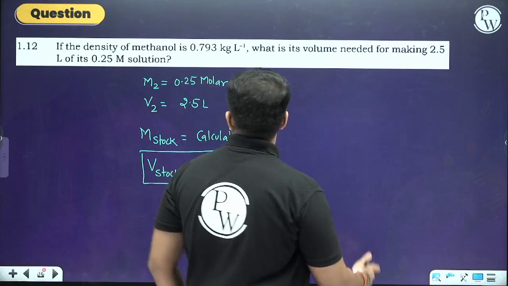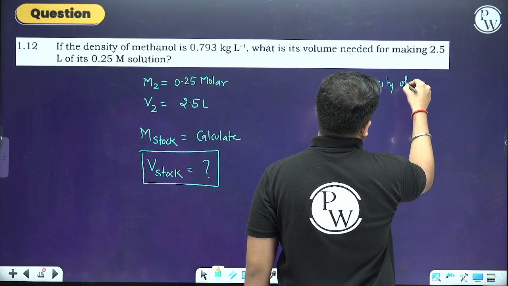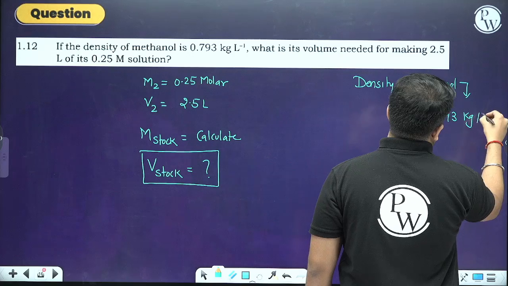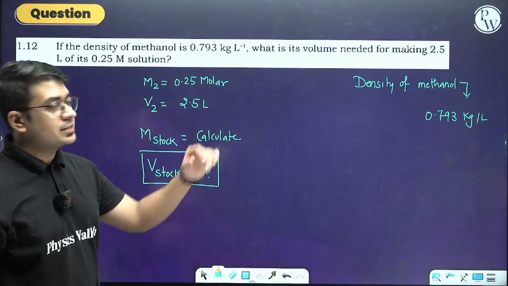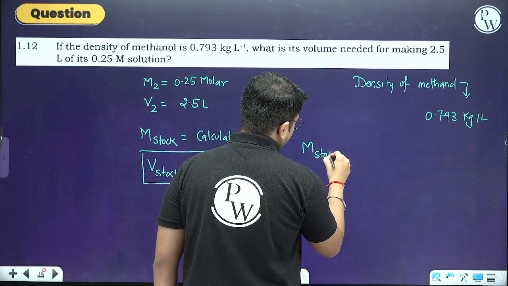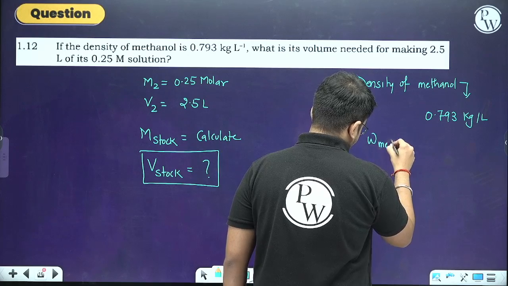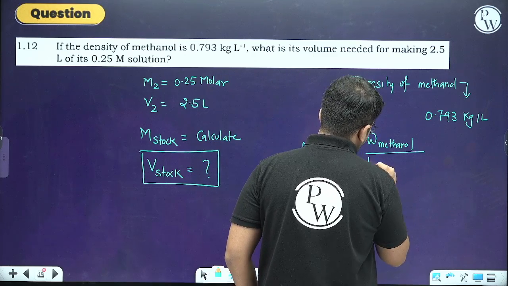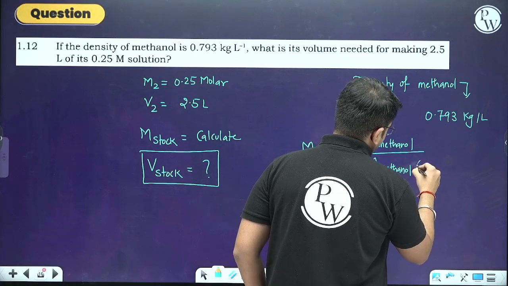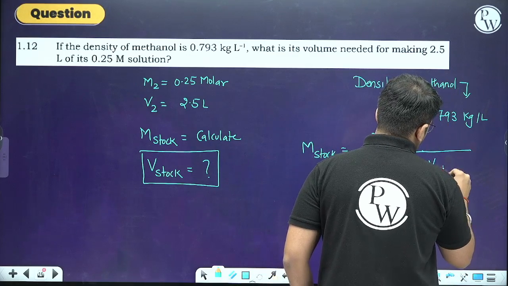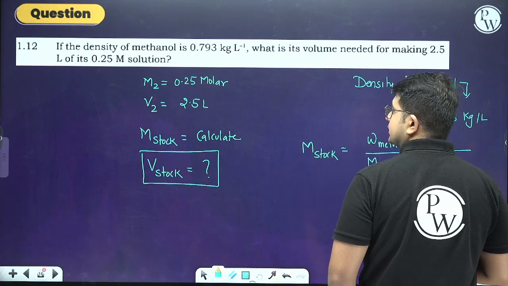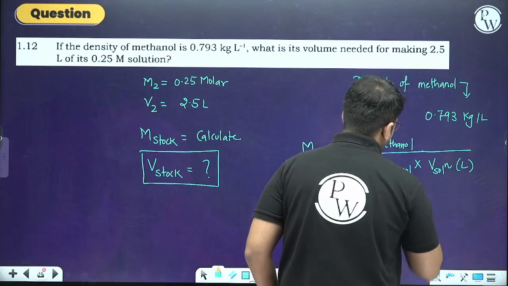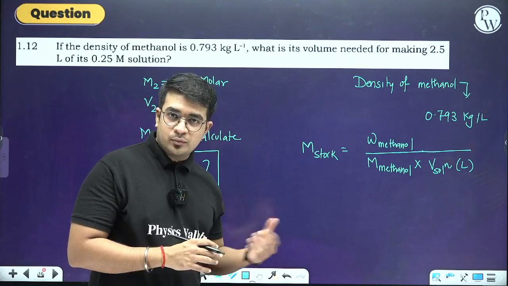So let's say the density of methanol is given, which is 0.793 kilogram per liter. Okay, this entire part is given to us, which is the density. Now to calculate the molarity of stock solution, we need W of methanol divided by the molar mass of methanol multiplied by the volume of solution, which is actually required in liters. So this is the entire part which is required in this particular situation: W of methanol divided by the M of methanol, which is the molar mass of methanol, multiplied by the V of solution.